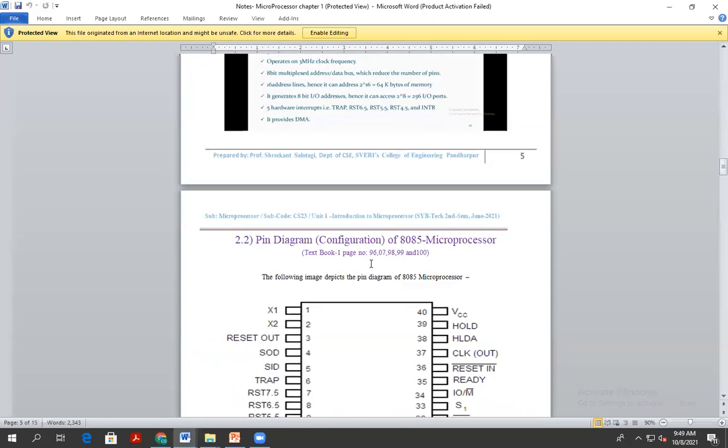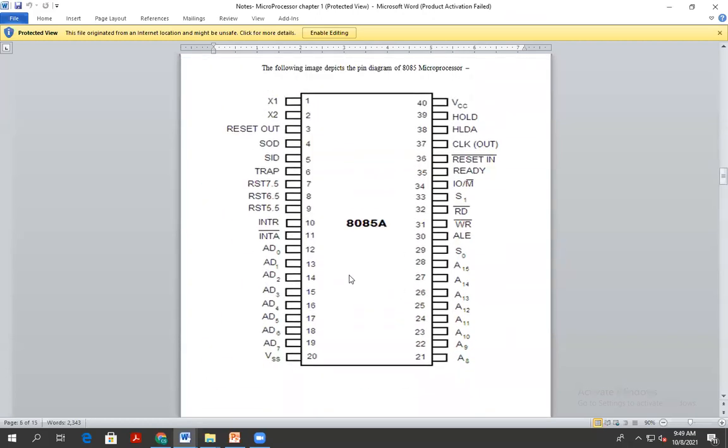So we have to explain yesterday's, and now today we are going to this one. Fine. This is your pin diagram. How many pins? Totally 40 pins. First pin is X1, X2, third pin reset out, fourth pin serial output data, fifth serial input data. This is the trap interrupt, that is RST 7.5, 6.5, 5.5, and the interrupt and interrupt acknowledgement.